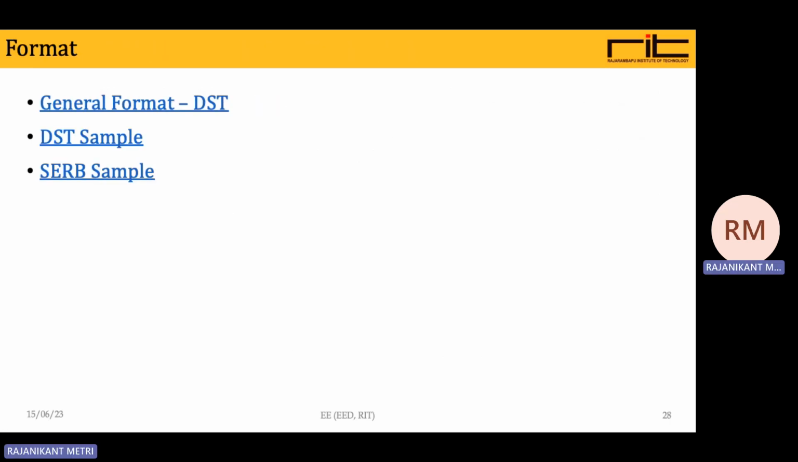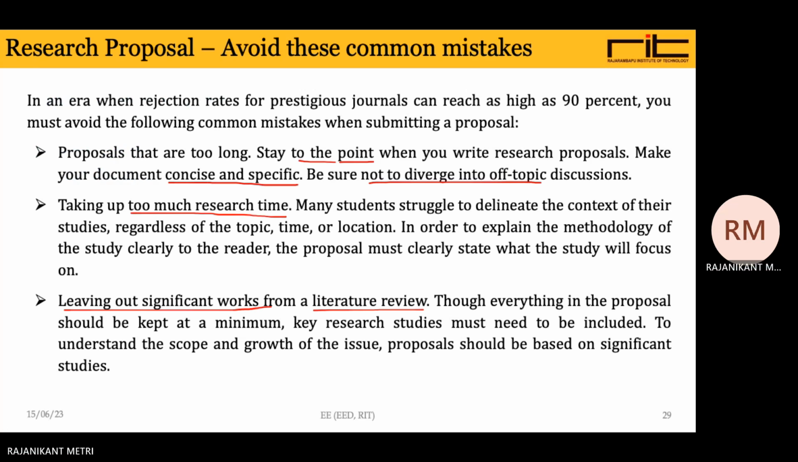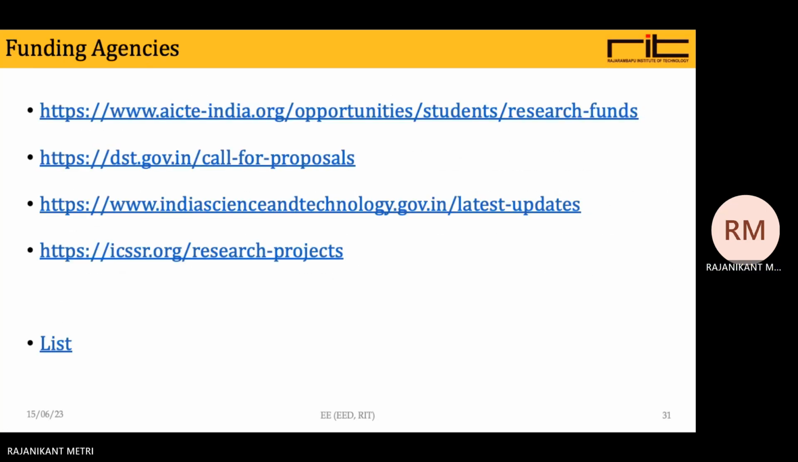And also you have seen different structures, the DST structure, then the SERB sample, the general format as well as field formats. And at the end we have discussed what common mistakes one needs to avoid while writing the research proposal. And then at the end we have seen these various funding agencies, Indian government funding agencies like AICTE, then DST, then Indian Science, ICSSR.